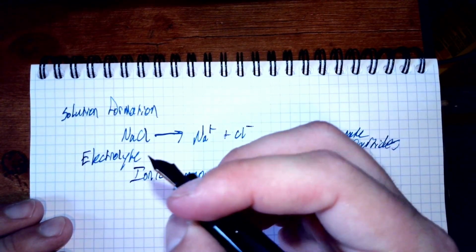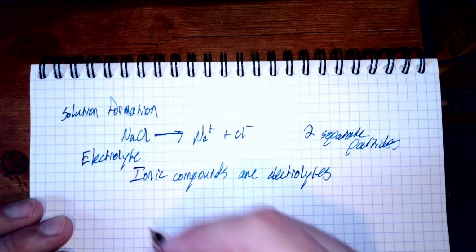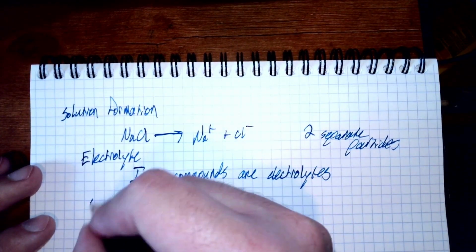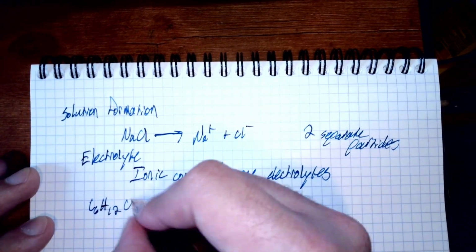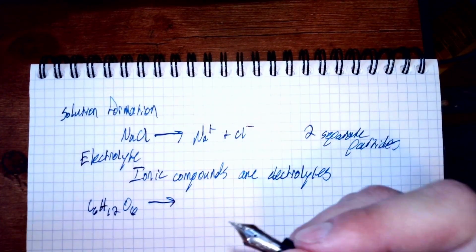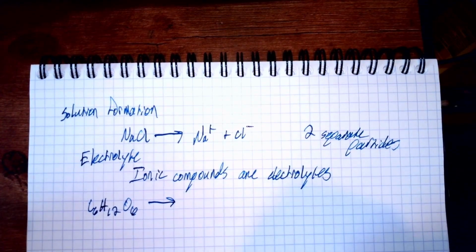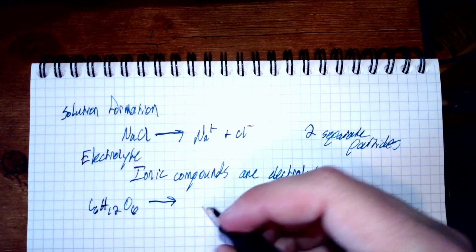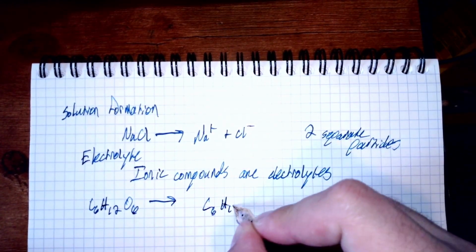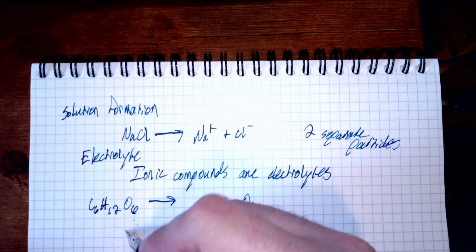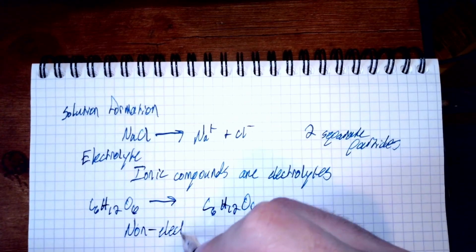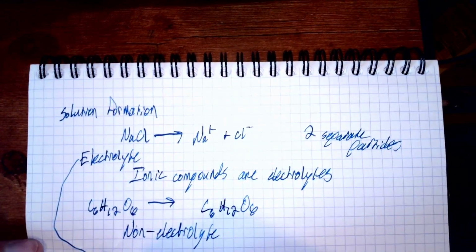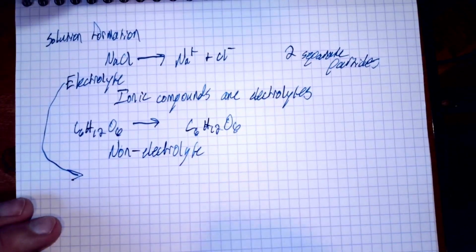Now, if we look at something like glucose, C6H12O6, if we dissolve this in water, it still fully dissolves in water. We break apart the crystal structure of it, but these C6H12O6 molecules remain C6H12O6. So this is a non-electrolyte.